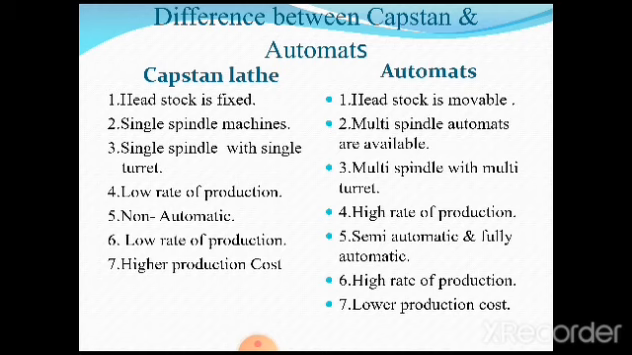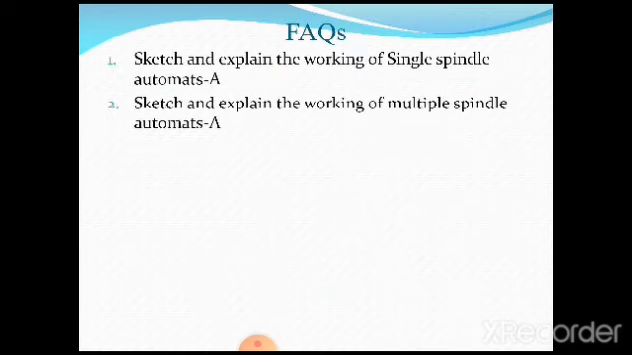Whether the production cost is higher or lower depends on the number of jobs to be produced, their complexity, and many other factors. But if you compare the production cost straight away, the cost of a particular job produced on a capstan lathe is higher compared to automatic lathes. These are the different types of automatic lathe machines commonly used in industries, but nowadays they are being replaced by NC and CNC machines, and almost all industries are replacing these machines with fully automatic machines.